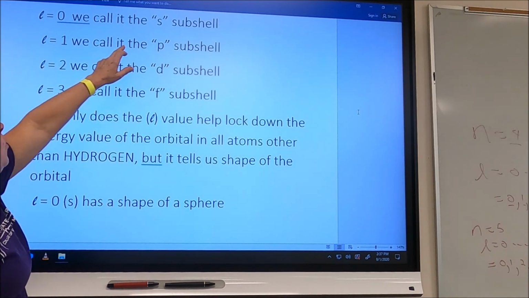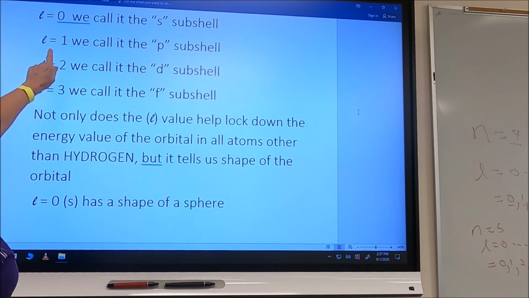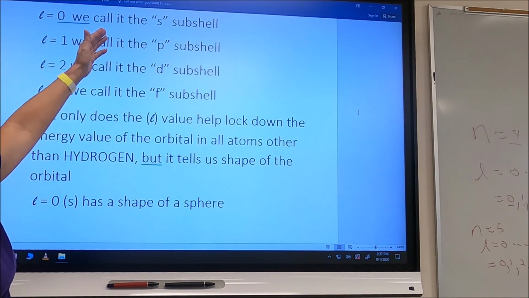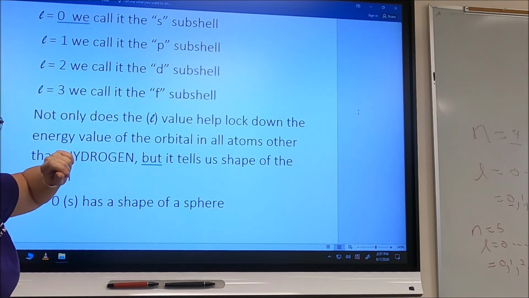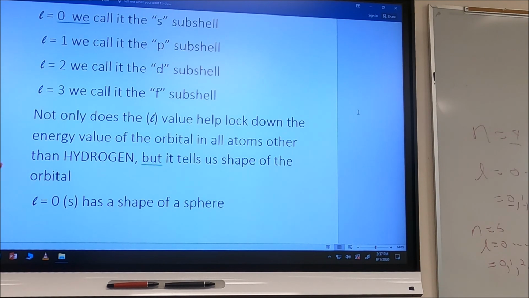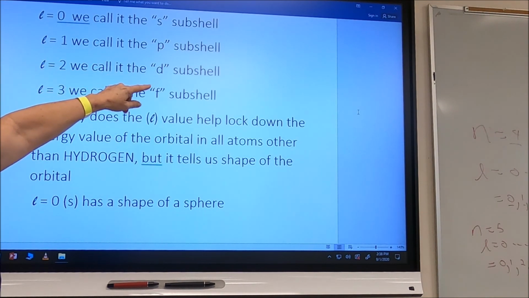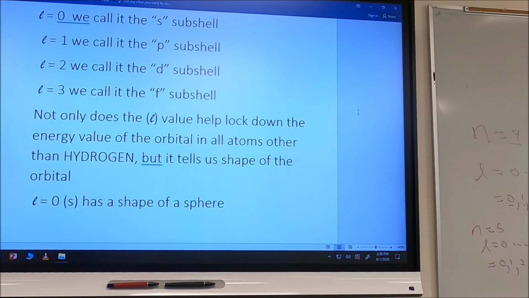When L equals 0, we call it the S subshell. And any orbital in the S subshell is called an S orbital. When L equals 1, we call it the P subshell. Any orbital in the P subshell is called a P orbital. L equals 2 is called the D subshell, and L equals 3 is called the F subshell. We will not worry about common names beyond the F subshell. So L equals 0, S, L equals 1, P, L equals 2, D, L equals 3, F.